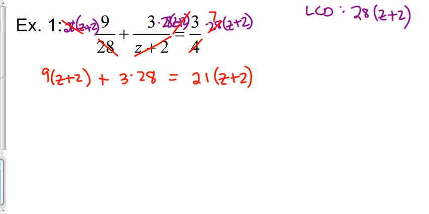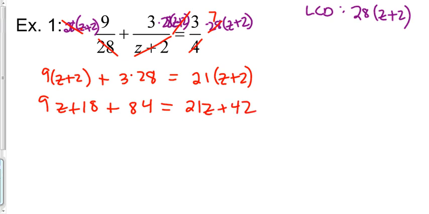Okay, so let's solve this thing. In the first part here, I've got 9z plus 9 times 2 is 18. Use the distributive property. Plus 3 times 28 will give me, what do we get here? I don't have a calculator on me. So 3 times 20 is 60. 3 times 8 is 24, so we get 84. And then over here we're going to distribute, and we have a 21z plus 42. Okay, now let's combine like terms. The 18 and the 84 need to go together, so I've got 9z plus 102 equals 21z plus 42.